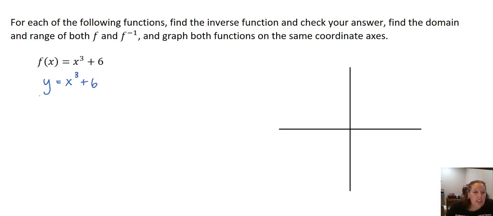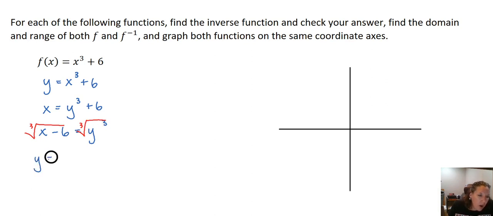And then switch our x and our y. So we're going to switch and write it as x equals y cubed plus 6. Now we want to solve for y. When we solve this for y, we're going to subtract 6. And then to get rid of that cube, we're going to take the cube root of both sides, and we get y is equal to the cube root of x minus 6.